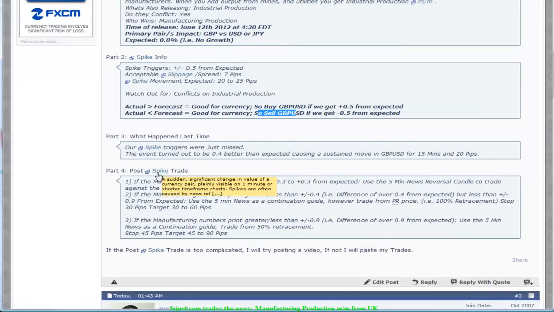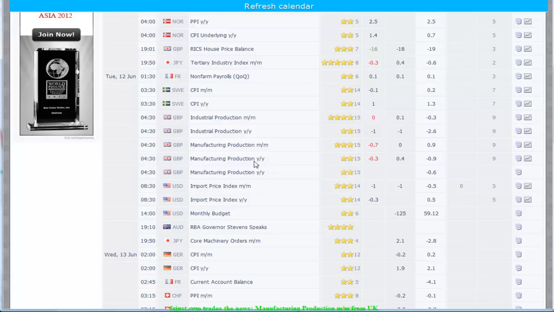But my post spike trade would enter in the market 5 minutes after the news. So I use the 5 minute news candle to make sure that I have a confirmation of the direction from the participants in the market. So let's see what actually turned up.